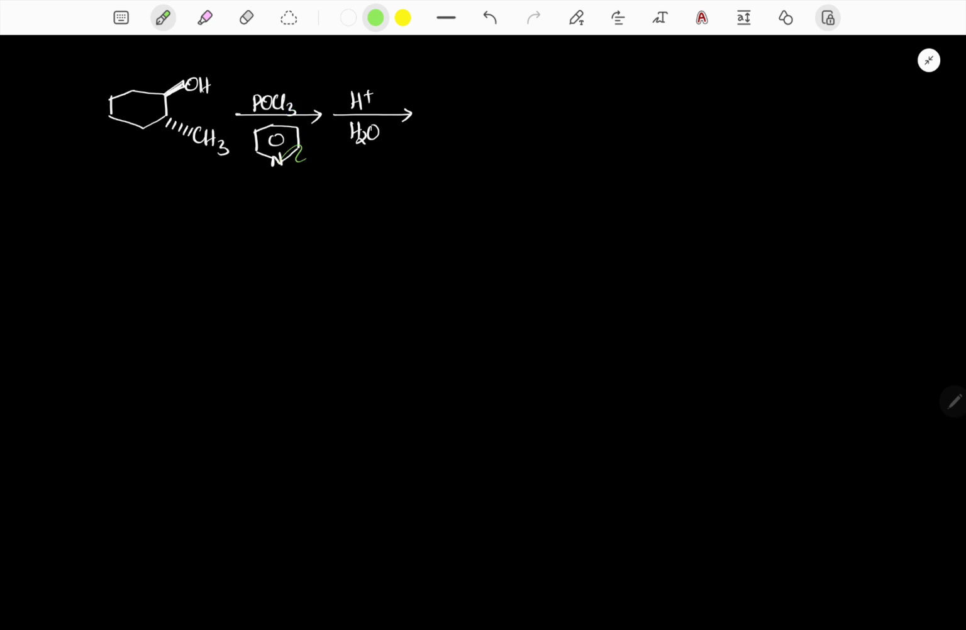Alcohol with POCl3 and pyridine. When alcohol is treated with POCl3 and pyridine, dehydration takes place through the E2 mechanism. That means the product is an alkene.